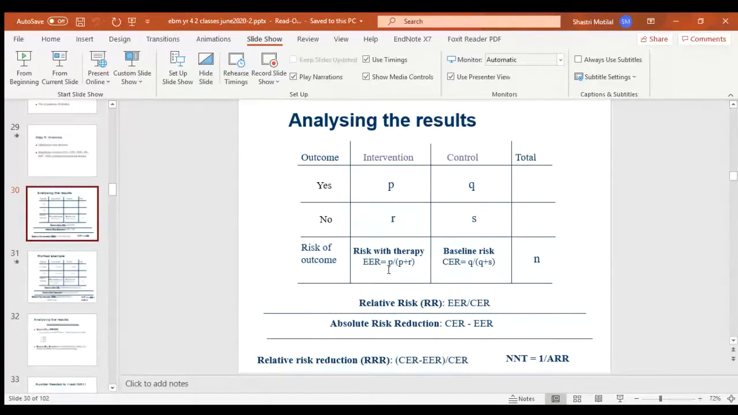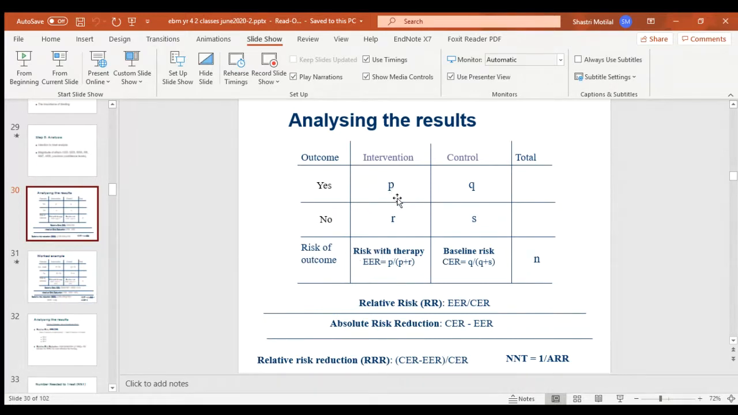So what's this thing called the EER? It's not stated on this slide, but I suppose you can make a note of it. The EER is the experimental event rate. Essentially it is the incidence rate in the intervention group. And the CER is the control event rate. Essentially, this is the incidence rate in the control group. So note how EER is calculated: P over P plus R.